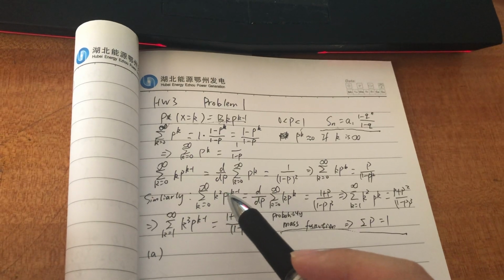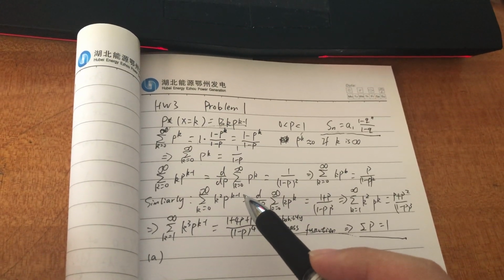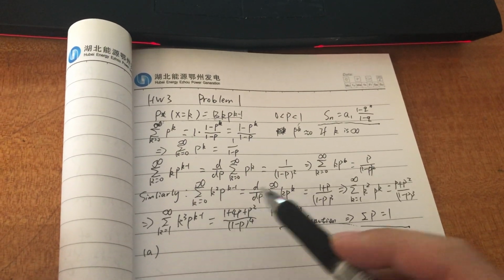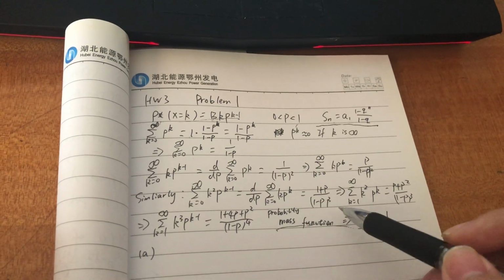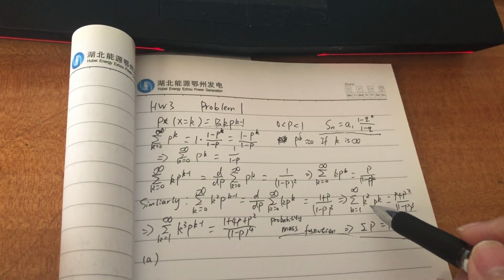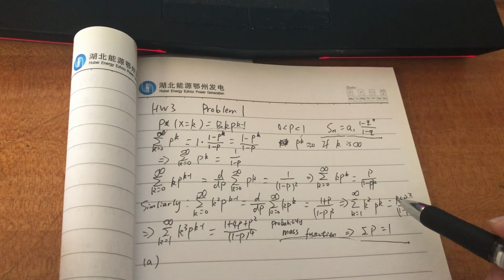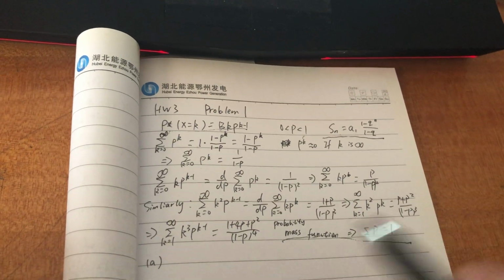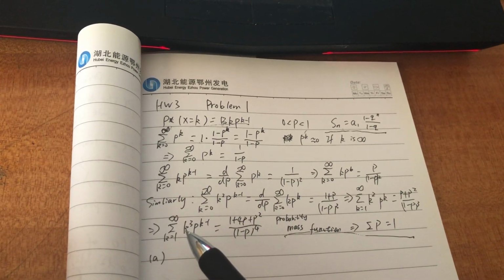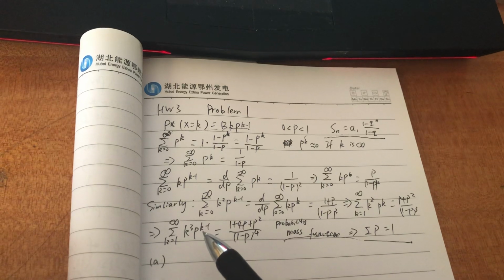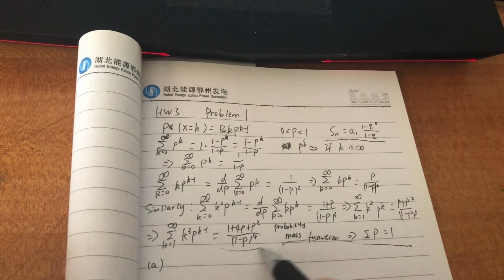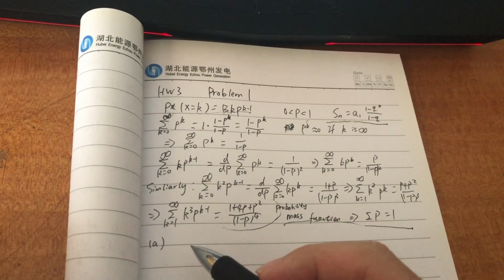And similarly we can get the sum of k^2 p^(k-1). We also differentiate both sides with respect to p, and we get the sum of k^2 p^k, and we got the function. And similarly we have one more, like we can get the sum of k^3 times p^(k-1) equal to that one. And then we can do the question.